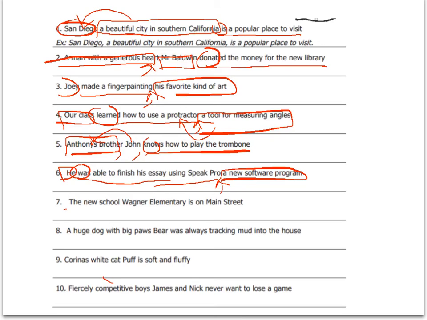Number 7, the new school, Wagner Elementary, is on Main Street. The new school is the subject. "Is on Main Street" is the predicate. Wagner Elementary is the appositive, so we're going to put commas around that.